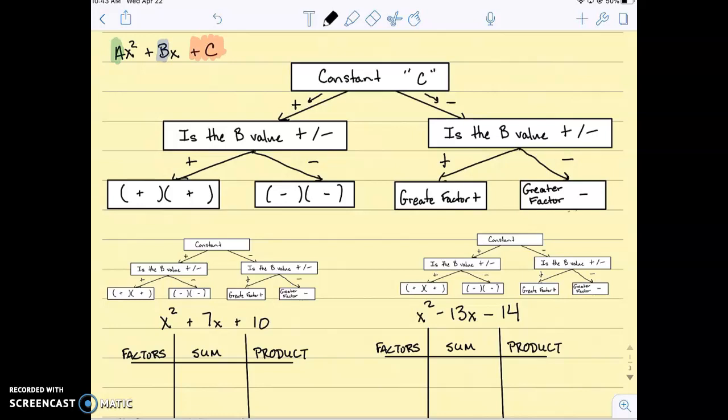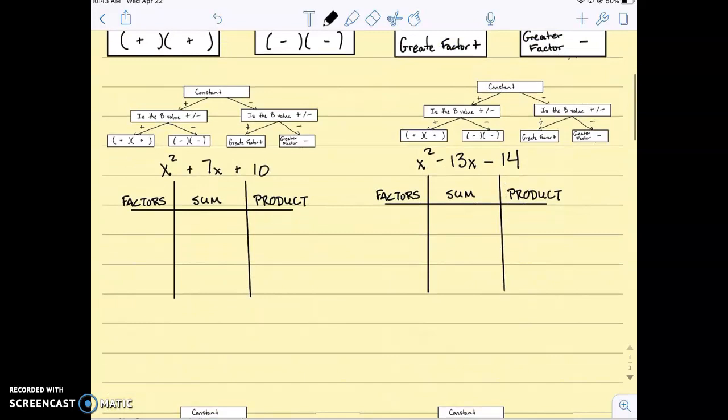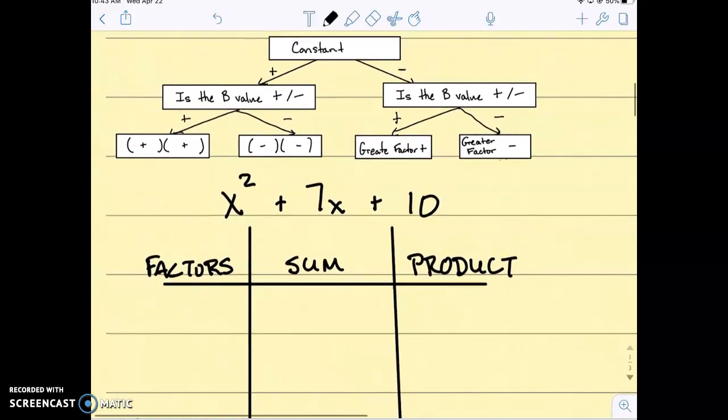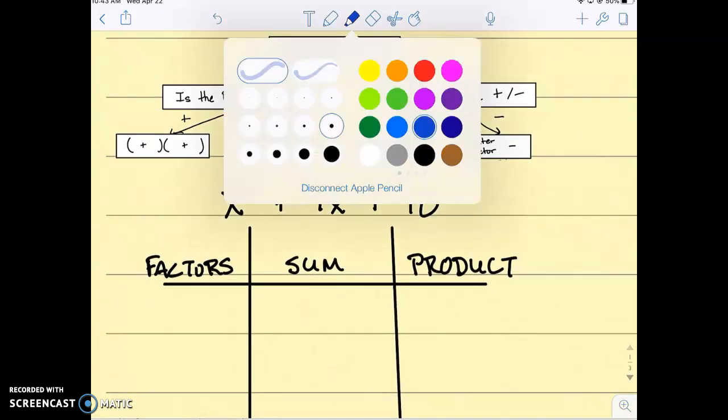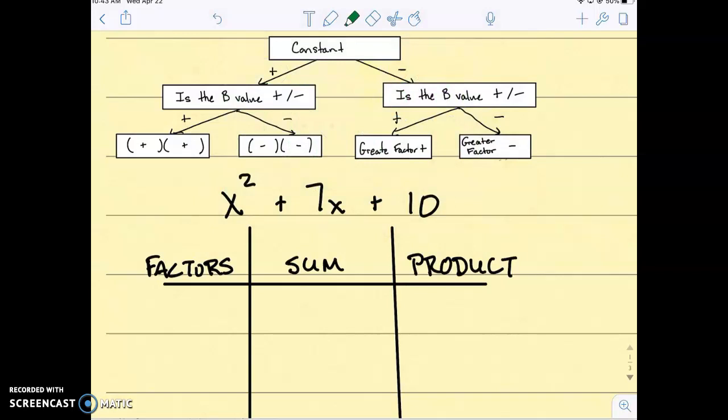So I want to show you how this works in action, okay? So I have my little flowchart set up, and the first thing we do is we find our constant value. The constant value for this equation here, x squared plus 7x plus 10, is positive 10. So since my constant is positive 10, I'm going to follow the positive path.